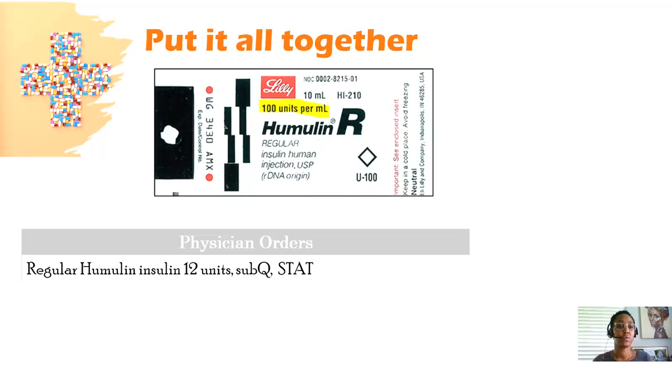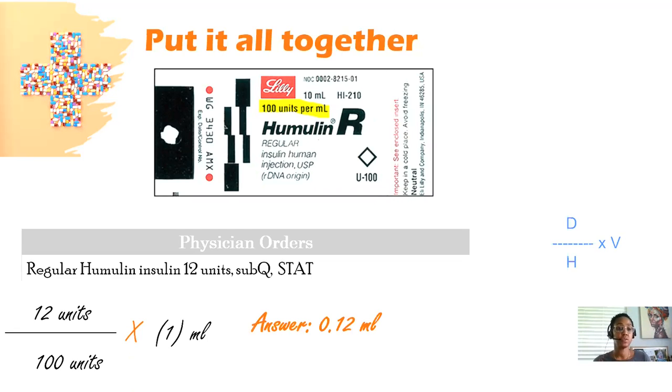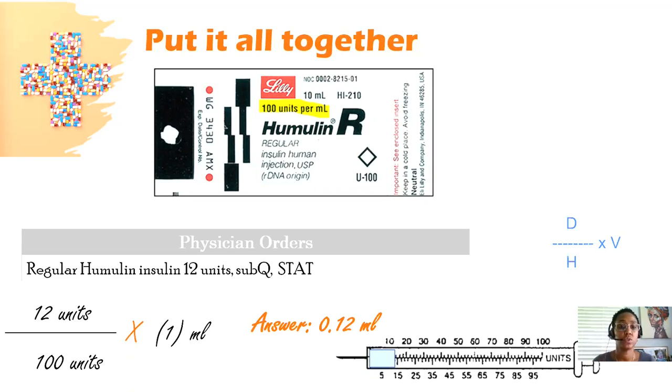Insulin. You're going to be giving insulin every day. Here's our provider order. They want regular insulin, 12 units to be given stat right now. Okay, so we're going to use our desired over have. The desired is 12 units, and our availability is 100 units per mL. There's 100 units in every mL. And the answer is 0.12 mLs. Okay, and be sure to grab the appropriate insulin syringe, and you're going to draw it up to 0.12 mLs. Okay, that's equivalent to 12 units.